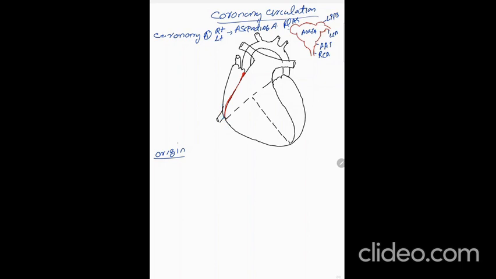Then this artery turns this side and goes to the posterior coronary sulcus, and reaches the posterior surface where it continues downwards in this. What is the name of the sulcus? This is the posterior interventricular sulcus. This is the anterior atrioventricular sulcus, posterior atrioventricular sulcus, anterior interventricular sulcus, and posterior interventricular sulcus. So now the artery reaches the posterior interventricular sulcus. That is the right coronary artery.